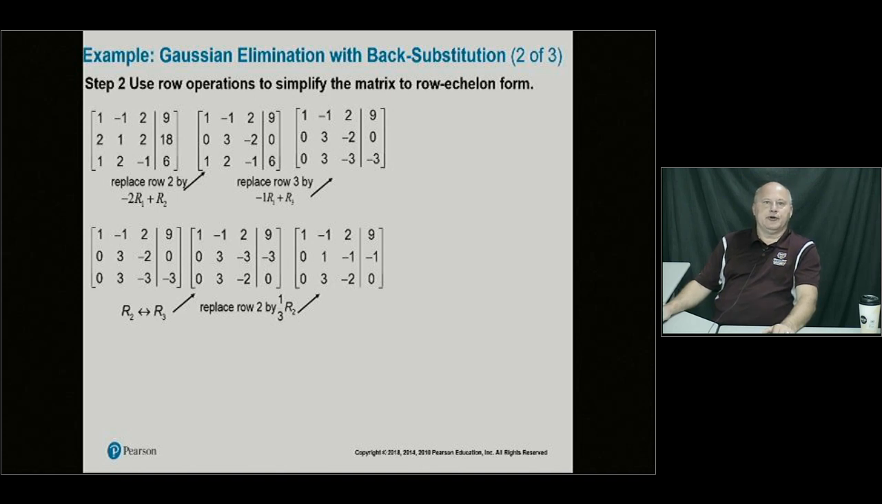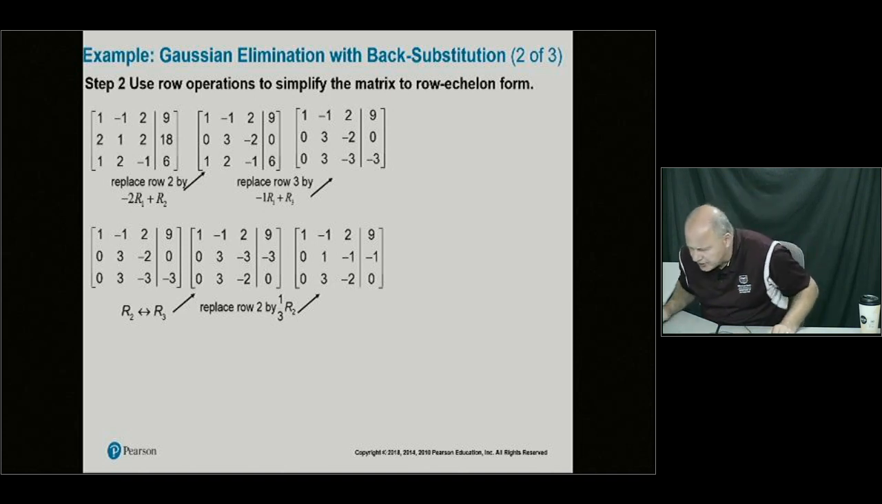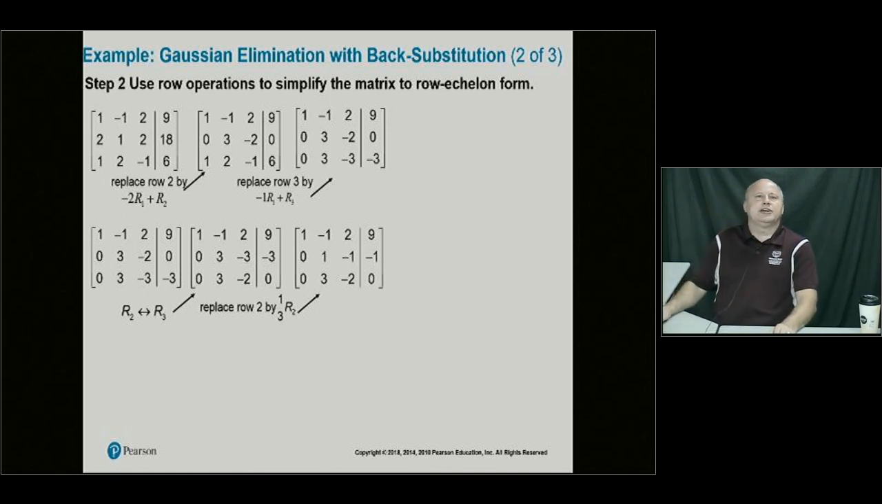So now what we want to do is take the second row and the third row and interchange them. So the second row becomes 0, 3, negative 3, negative 3, and the old second row becomes the third row, 0, 3, negative 2, 0. And then we're going to take the new second row and multiply it by 1/3. And you're like, why do you want to do that? Because we want to make that 3 there a 1.